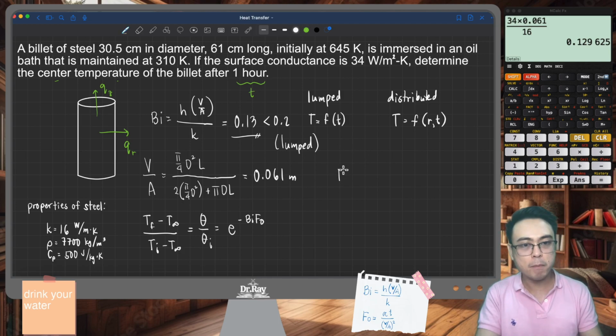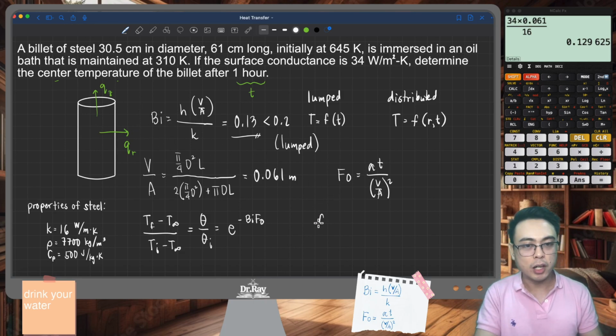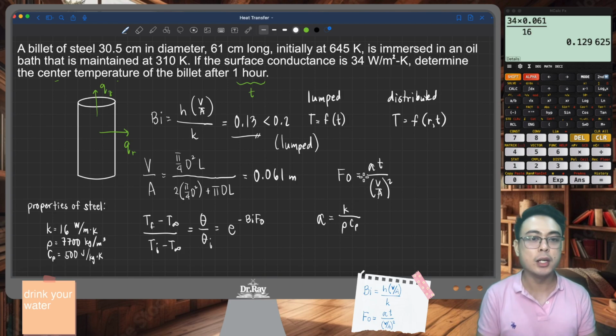Take a look at the formula here. The Fourier number is equal to alpha t over (V over A) squared, where we already have a value for V over A, right? Now, what is alpha? Alpha is the thermal diffusivity of the solid. Alpha can be calculated as k over rho times Cp. That's conductivity over density times the heat capacity of your solid. This pertains to the solid, which is the steel.